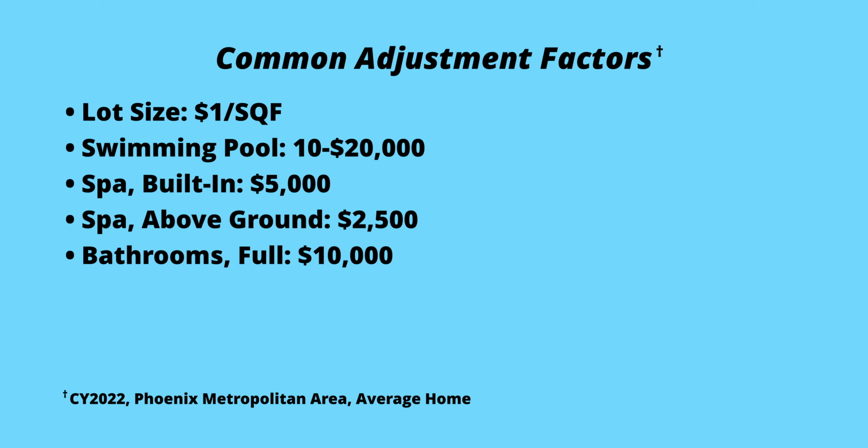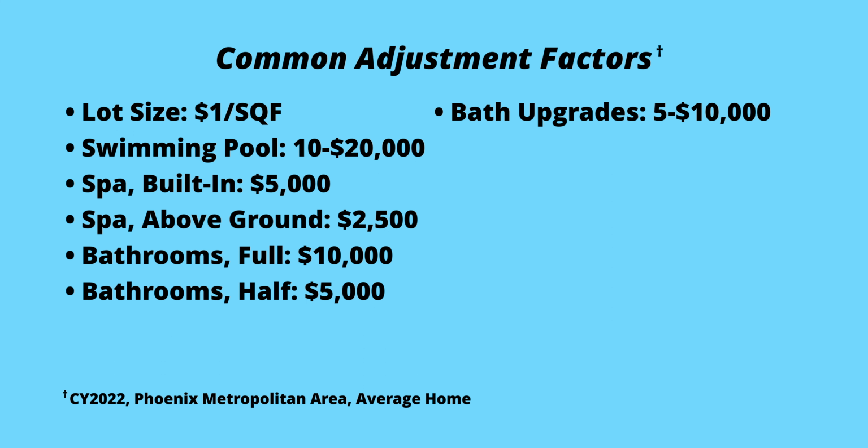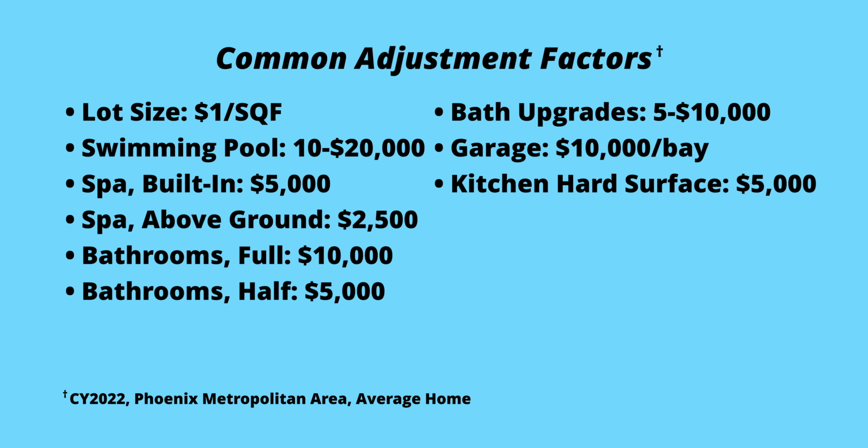Bathrooms: $10,000 for a full bath. A half bath gets $5,000. Bath upgrades: $5,000 to $10,000 per bath, depending on what improvements have been made. Garage bays: $10,000 per bay. Kitchen hard surface: $5,000. It does not matter if the granite is a basic Baltic brown, an expensive Paradiso, or quartz. All get a $5,000 adjustment.